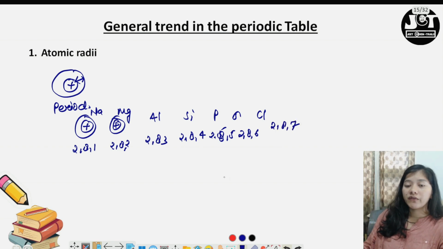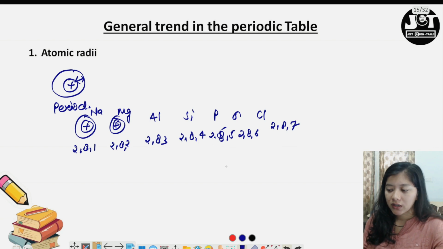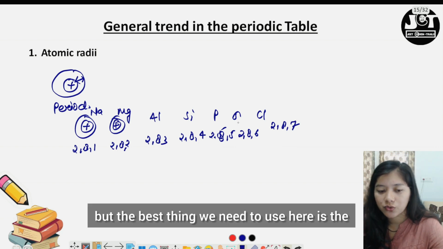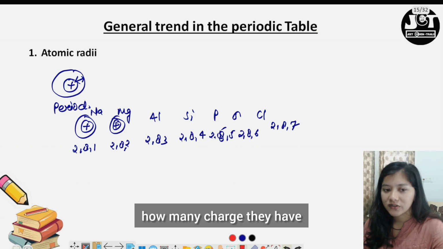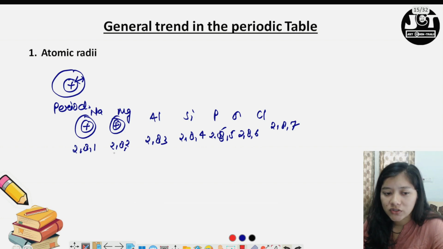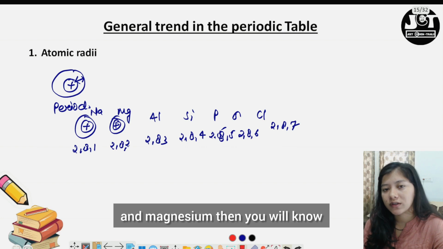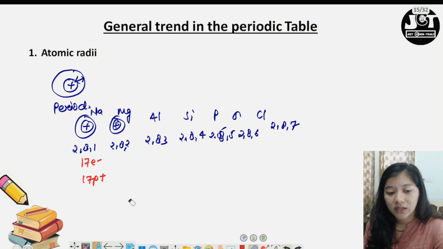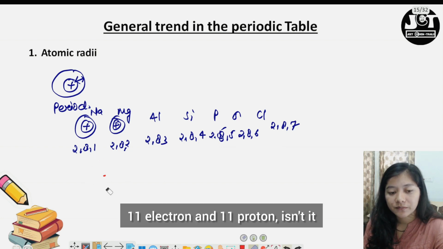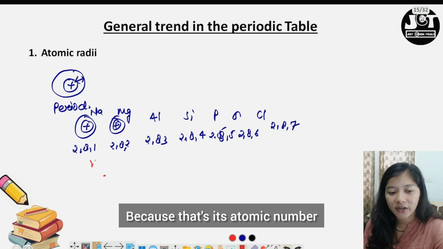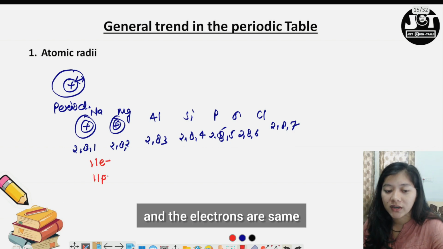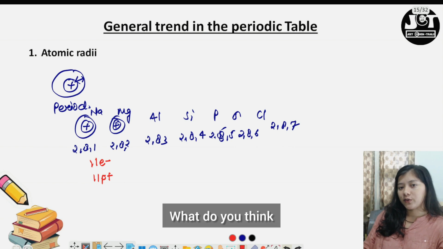Now we are talking about atomic radii, right? Here there are so many factors we can use, but the best thing we need to use here is how much charge they have. If you compare sodium and magnesium, then you will know. Sodium has 11 electrons and 11 protons, isn't it? Because that's its atomic number, and if it does not carry any charge, the protons and electrons are the same. What do you think?